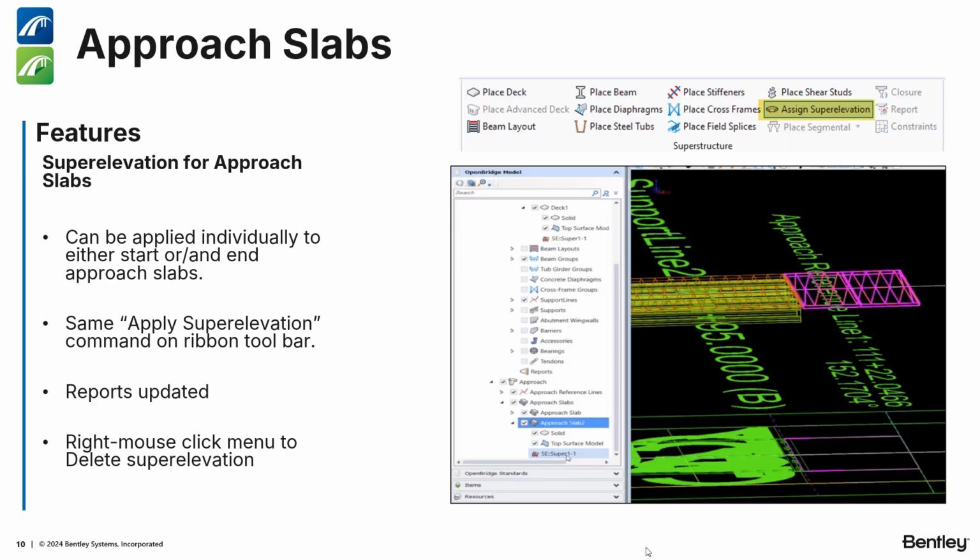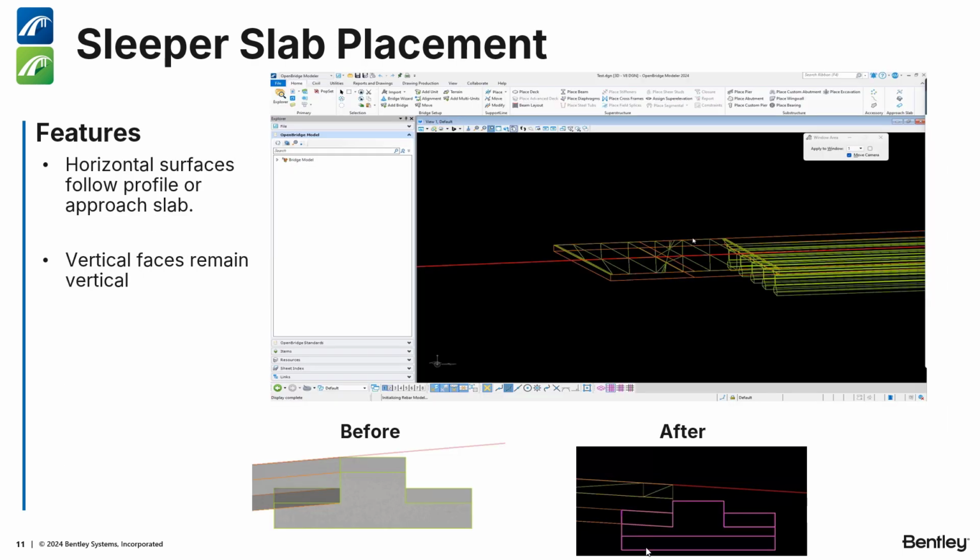Approach slabs now can also take the super elevation DGN coming from OpenRoads. Before it was only the deck. Now we have the option to apply it to the approach slabs as well. Not just to define a super elevation table as we used to have in OBM, but the option to use the super elevation.dgn file as a reference as it may be generated in OpenRoads.